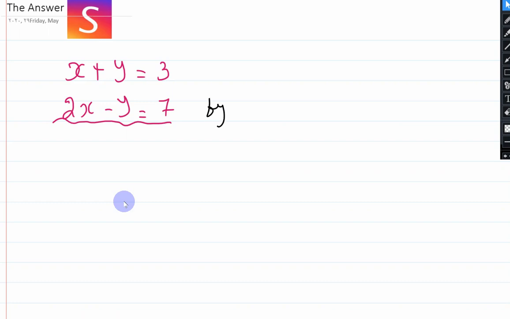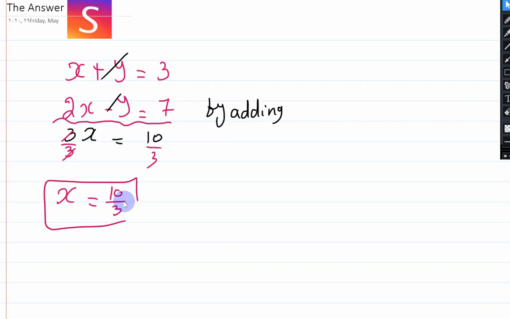So by adding, I will eliminate the y. So x plus 2x will be 3x is equal to 10. Now to find the value of x, divide by 3 for both sides. So x will be equal to 10 over 3, and this is the value of x.